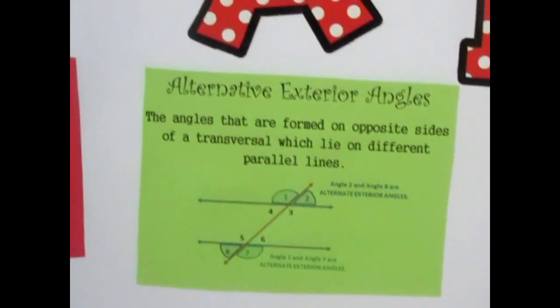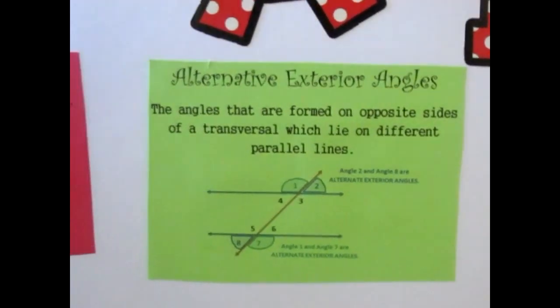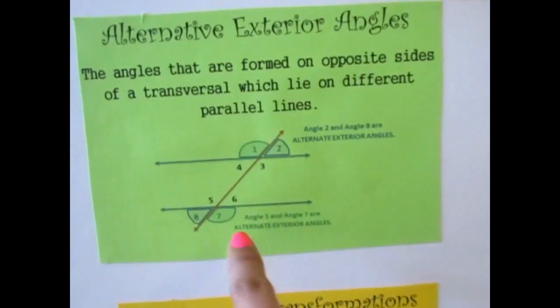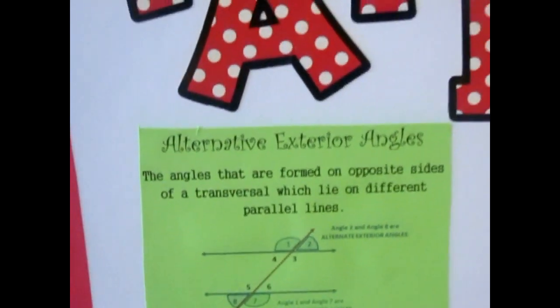Alternate exterior angles. Angles that are formed on opposite sides of a transversal line which lie in different parallel lines. These would be the alternate exterior angles.